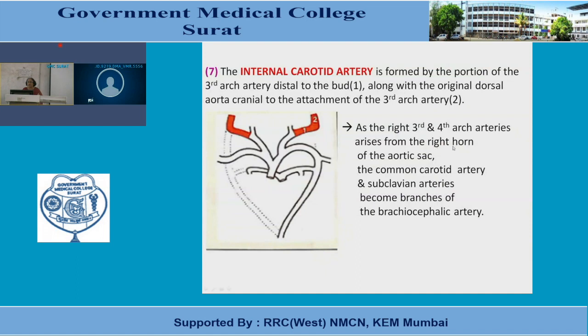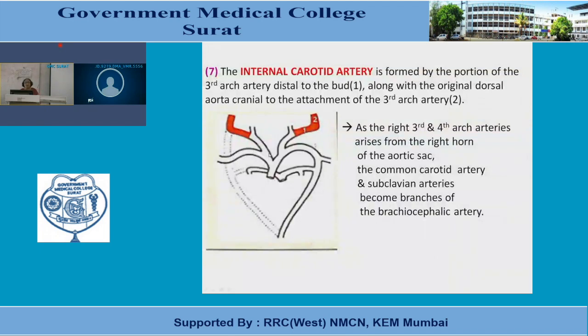So you can see the right and the left horn. As the third and fourth arch arteries arise from the right horn of the aortic sac, the common carotid artery and subclavian arteries become branches of the brachiocephalic. So here the brachiocephalic, the common carotid, the external carotid, internal carotid, and this is about the subclavian.